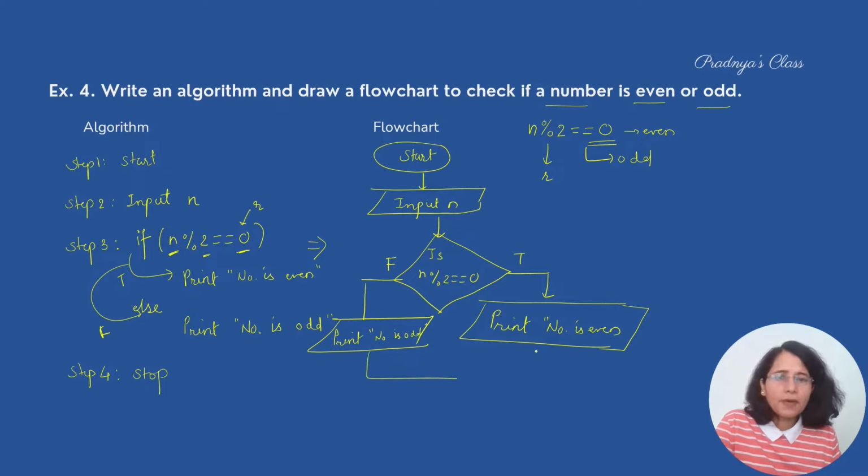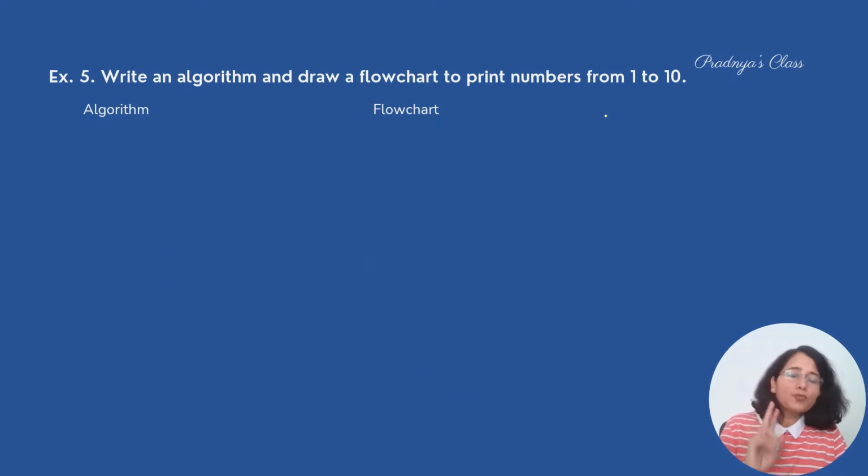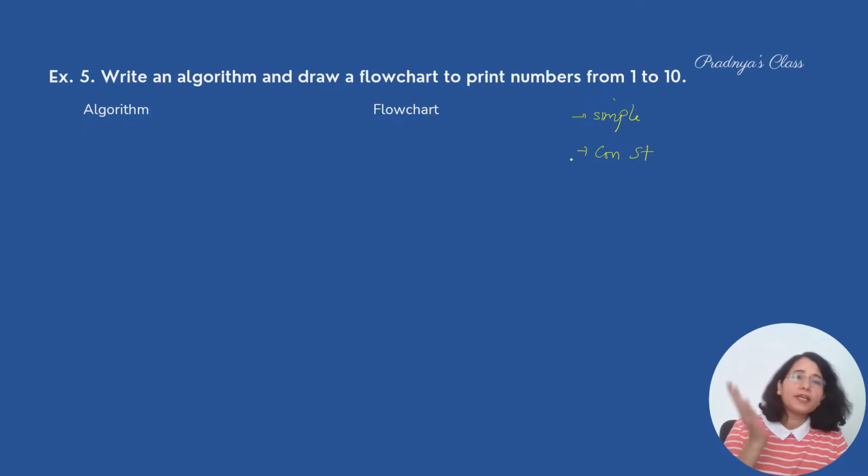After printing the message, we should stop this program or algorithm. So we need to write the last step as stop, and for that we are using an oval. Till now we studied two types of algorithm and flowchart. The first one was the simple one where all the statements were getting executed. The second one uses conditional statements, where depending on the conditions one set of statements was executing and the other set was not executing.